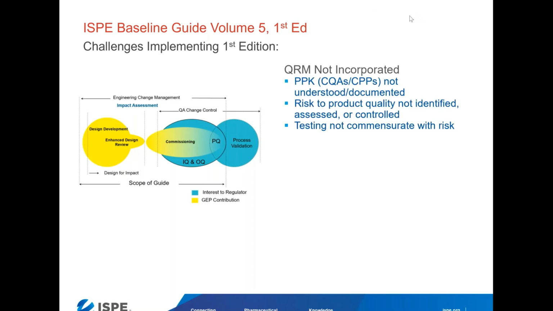There were some problems, or I should say shortcomings, in incorporating quality risk management into this process. This process was always intended to be a risk-based approach, but from the perspective of what we understand now with quality risk management, product and process knowledge, meaning critical quality attributes and critical process parameters, were not really understood or documented explicitly through this process.